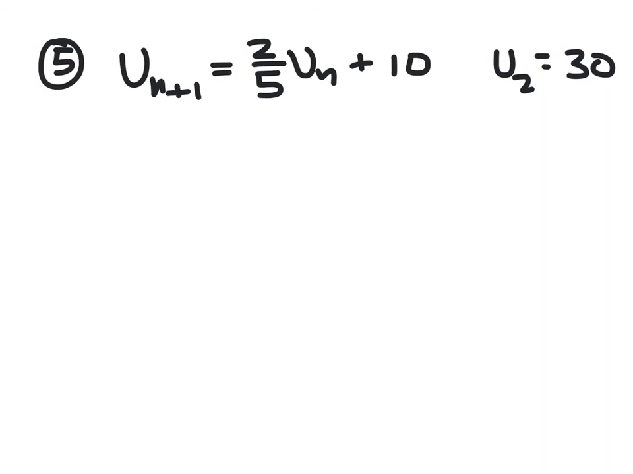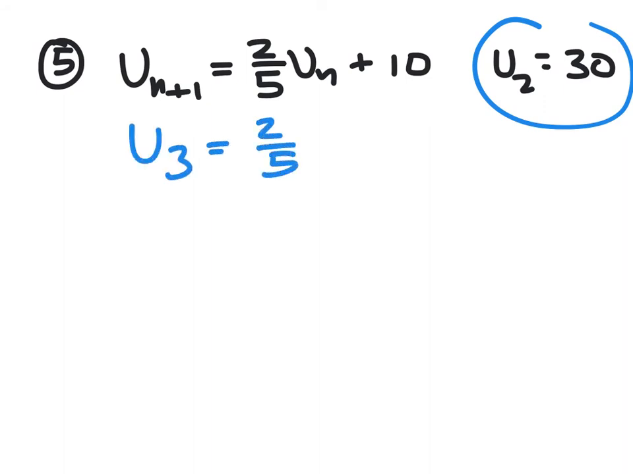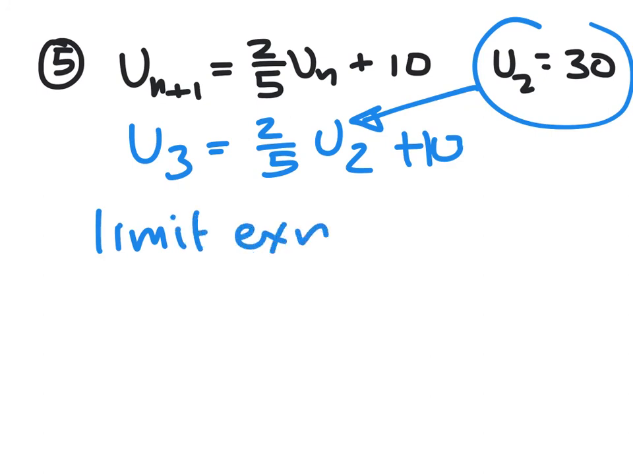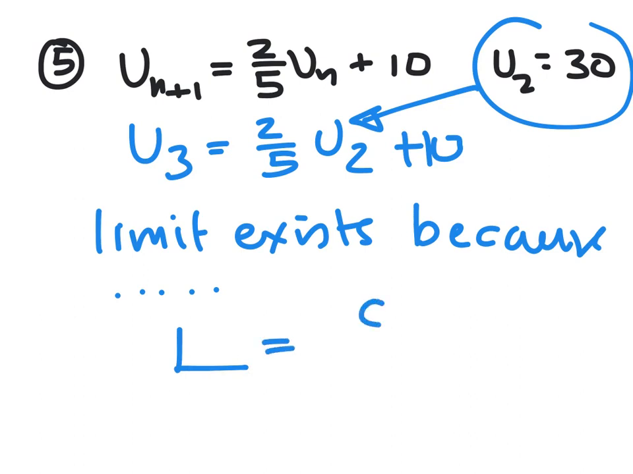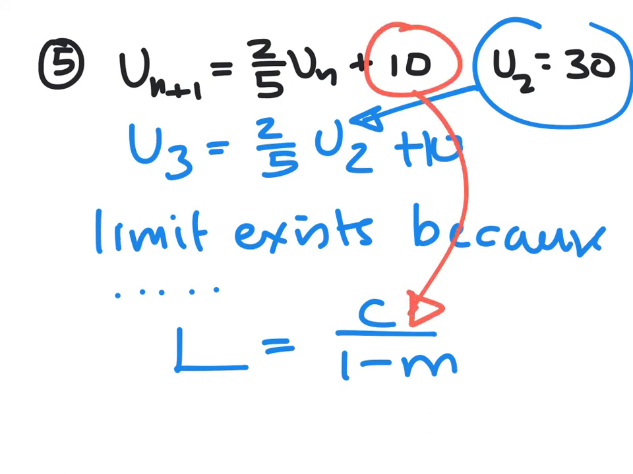Question 5, recurrence relations. Now we know what u2 is, it tells us in the question. So u3 is going to be 2/5 of u2 plus 10. So simply substitute that number in there. Why does it have a limit? Well, you know your little statement. Limit exists because, and then put your statement in. And then lastly, what is the limit? The limit is c over 1 minus m. So you're now going to substitute the c and the m into that formula. Try and do it without a calculator, because this one would be a non-calculator question.